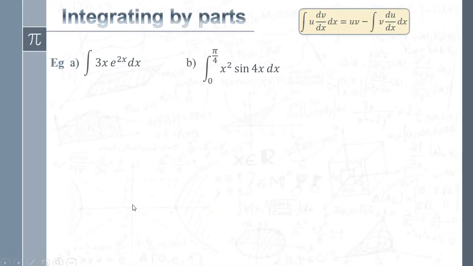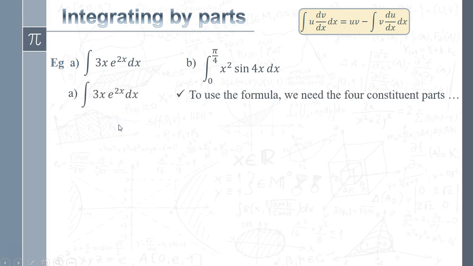So here we go. What we've got here is a product: a linear function multiplied by an exponential function. Let's start off with that one. Now we need to use 4 constituent parts within this. If you have a look at what we've got up here, we've got 4 bits. We've got u, appearing there and there. We've got du dx, appearing there. We've got v, which is appearing here and here. And we've got dv dx, which is here. So we've got those 4 bits, and what we need to do is come up with expressions for those 4 bits.